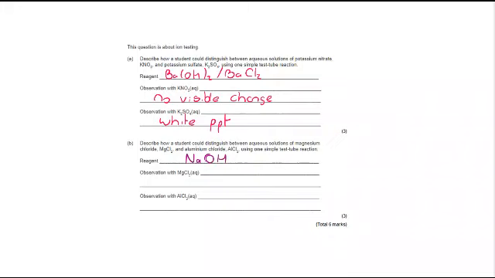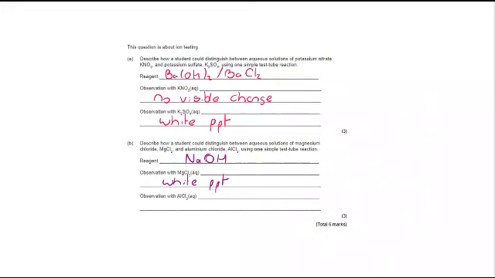When we do that, we're going to make Mg(OH)2. Now, magnesium hydroxide, the trend in solubility of hydroxides in group 2 is they get more soluble. So magnesium hydroxide is insoluble, and that's why we get the white precipitate.